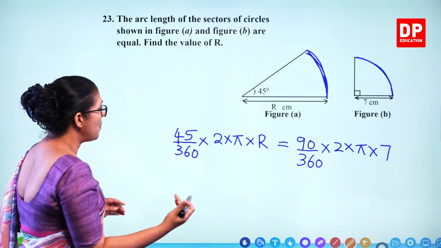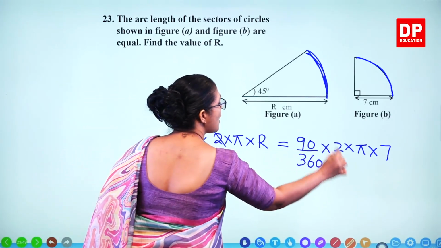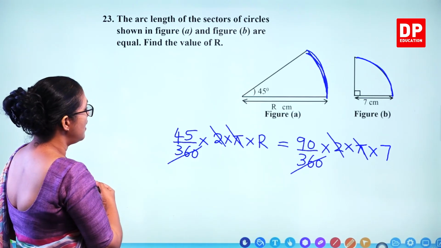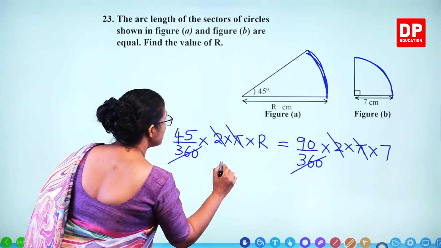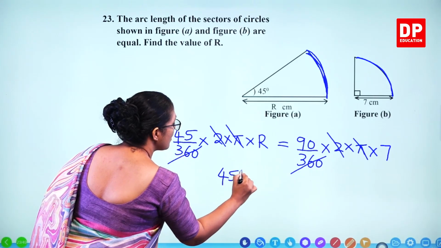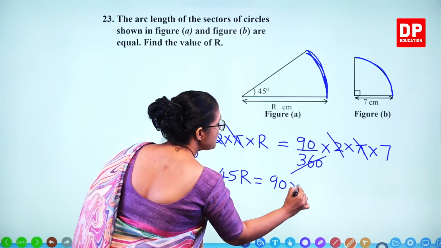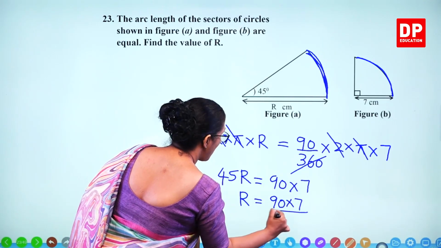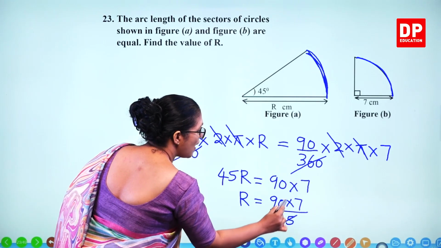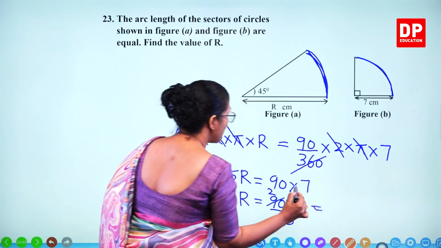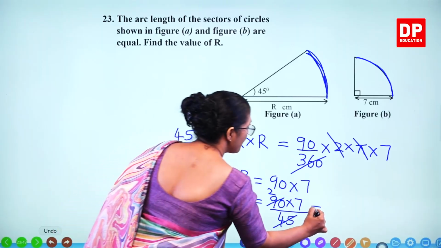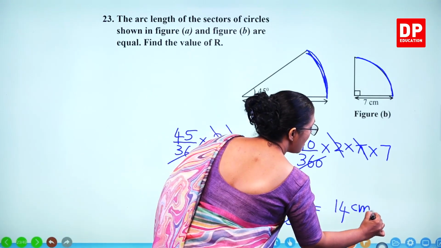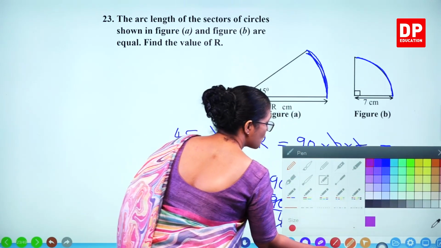Now both are equal, so you can equate. Now cross out the common ones. 360 is common, and then 45r is equal to 90 times 7. So what's r? 90 times 7 divided by 45. So 45 times 2, 2 times 7. What's 2 times 7? You get 14. 14 centimeters is the r value. So 2 marks for that question.